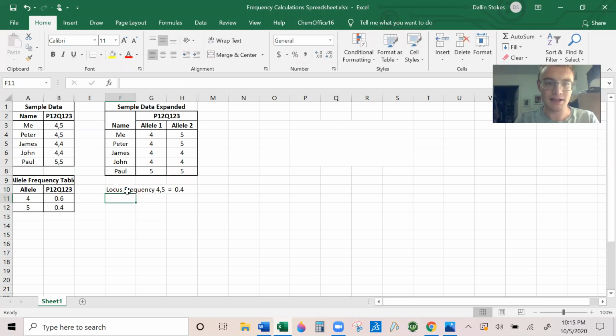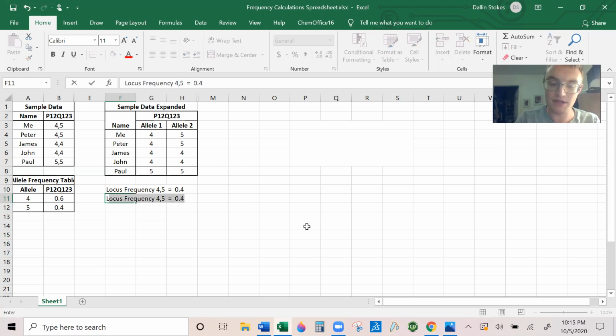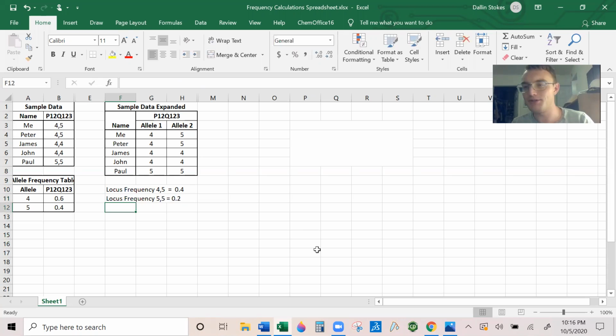And 2 out of 5 as a decimal is 0.4. If I were to take the counted locus frequency for Paul, his combo is a 5, 5. Let's count how many 5, 5s there are. It looks like he's the only one, so 1 out of 5. His locus frequency for his combo is 0.2. Does that make sense? Because 1 divided by 5 is 0.2.